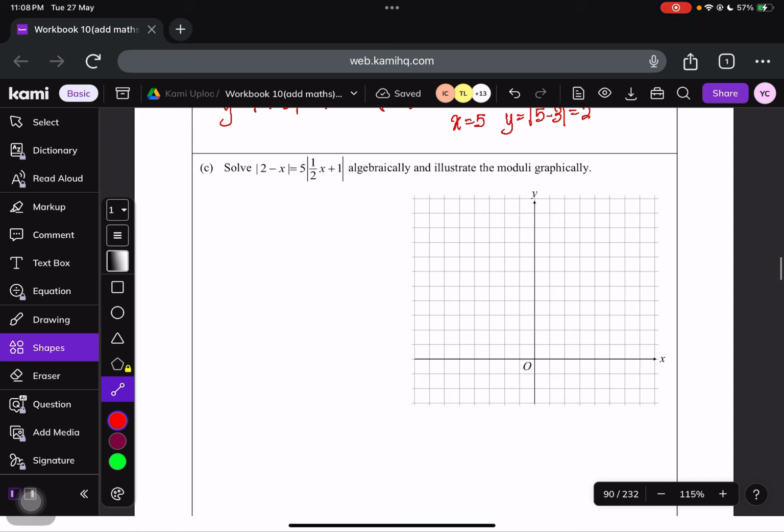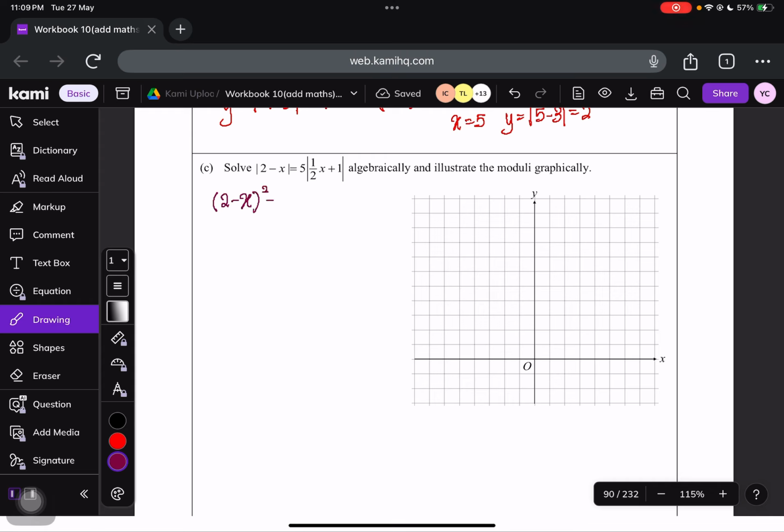I want to solve it algebraically first, so I need to square it. Like I told you, when we square it, both sides also need to be squared. So I square both sides: (2 minus x) squared equals 5 also needs to be squared, (1 over 2x plus 1) squared. So both sides must be squared. Here, you open the brackets, you get 4 minus 4x plus x squared equals 25 times (1 over 4x squared plus x plus 1).